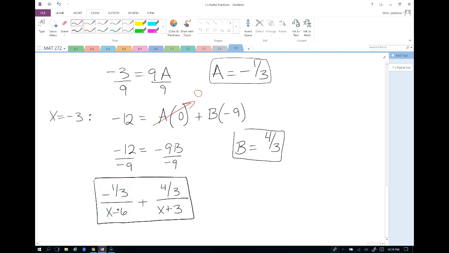Our ultimate goal is going to be to integrate this. So when we do that, those numerators there, no matter whether they're whole numbers or fractions, they're just going to come out front as coefficients. So don't really waste any time trying to fix those complex fractions. It's fine to just leave them, because this isn't our final answer. This is just an intermediate step from where we're ultimately trying to get to.